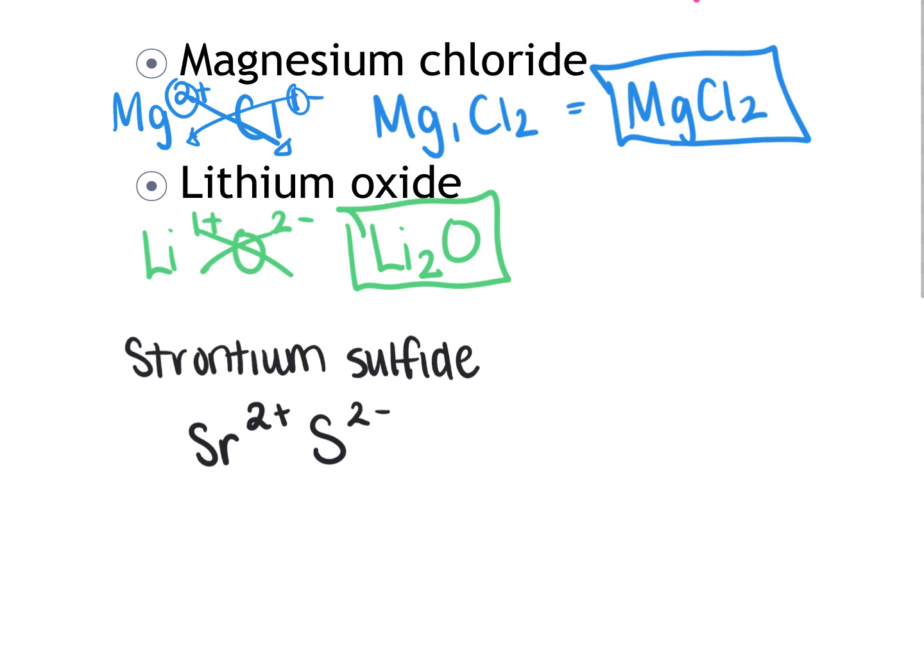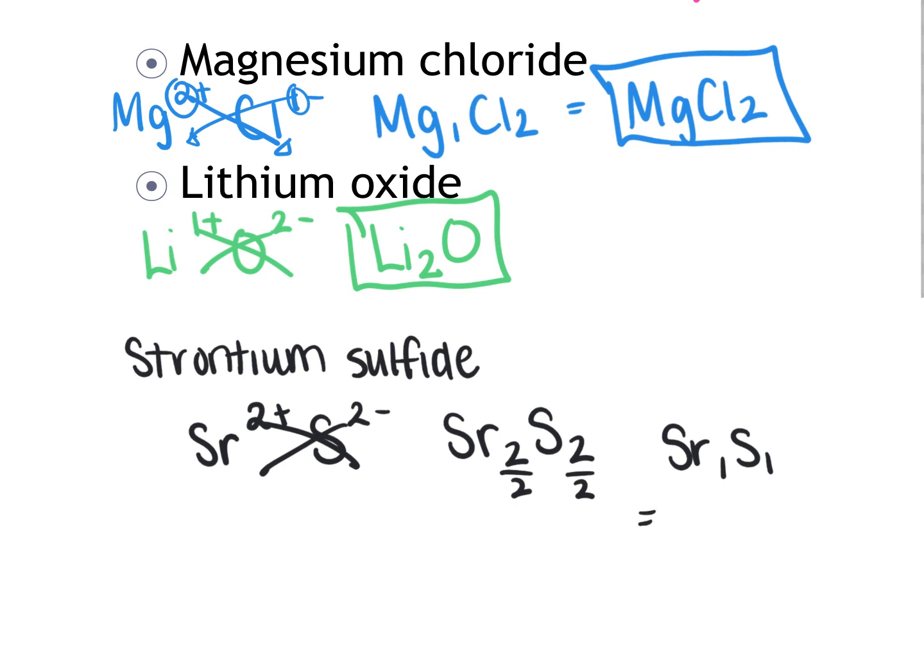Good. Okay, so that's the -2 charge. We have our charges. What's the next step? Okay, crisscross. So if you crisscross, what do you get? SR2. Okay. If your subscripts can be reduced, they have to be reduced. So is there a lowest common denominator between those two? Good. So you'd have to divide both sides by 2. You end up with SR1, S1. And do we write the ones? Okay, so how would you write this one? SRS. Good.